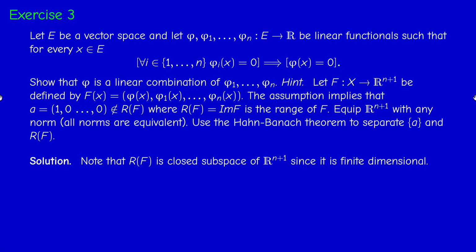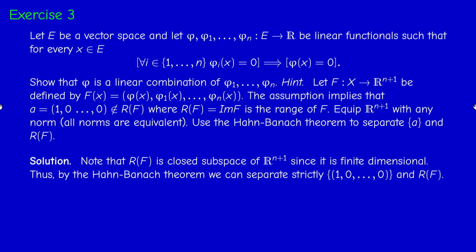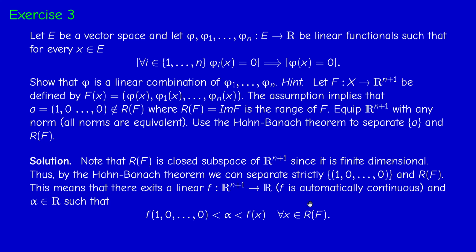So it's a really particular case of the Hahn-Banach theorem, because we are just separating a plane or a hyperplane, if you like, with a point. So we are not using the full strength of the Hahn-Banach theorem. So therefore, there exists a linear map. Now I can call it f actually, because I use different notations for the maps. So there's a linear map that separates the point 1, 0, 0 and the range of F.